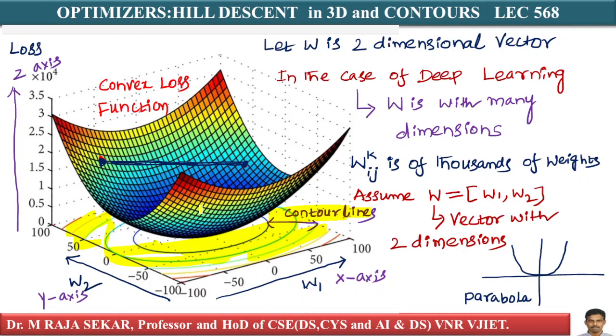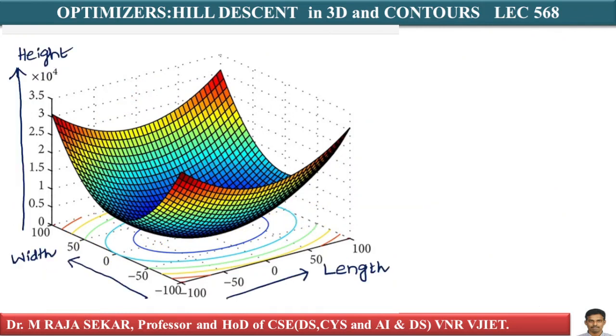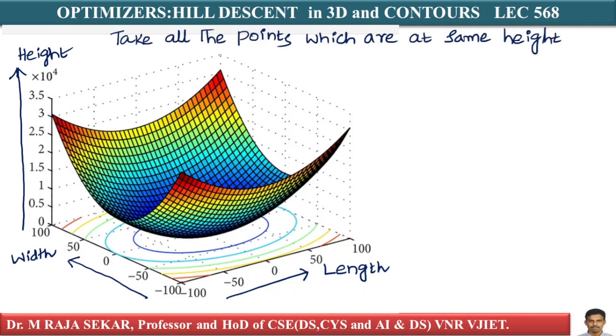Let's take one line. The way I plot contour lines is very interesting. Let's call this length, this width, and this height, easy for us to visualize. So you take all the points which are of same height. This point is very important. I will repeat: take all the points which are of same height.